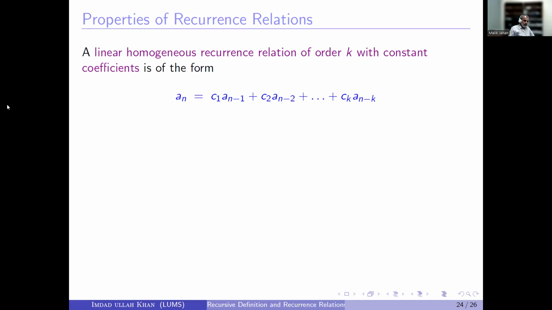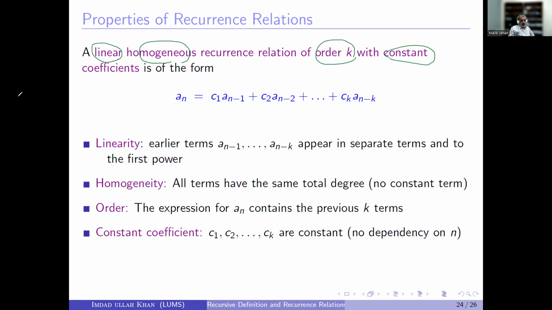So over here, in one sentence, we are talking about four properties. One is linear, the other one is homogeneous recurrence relation, the third one is its order, and the fourth one is constant coefficients. Linear means that in order to compute an, the previous terms, starting from n minus 1 to n minus k, appear as separate terms, and all of them are raised to their first power.